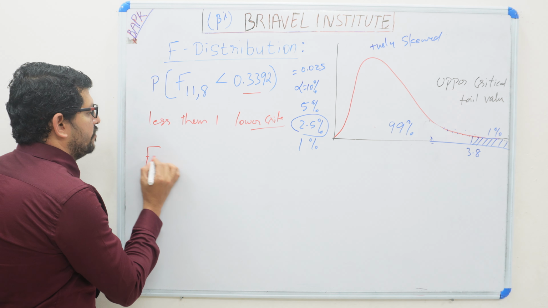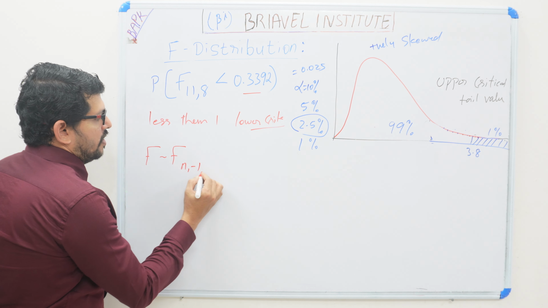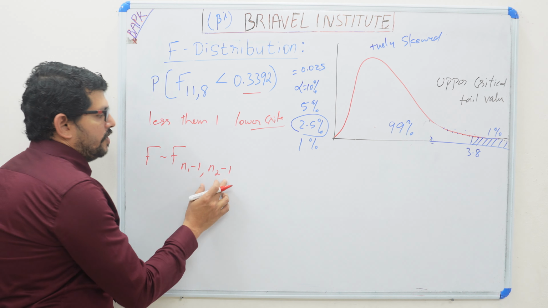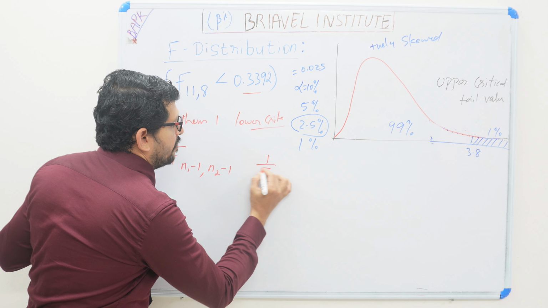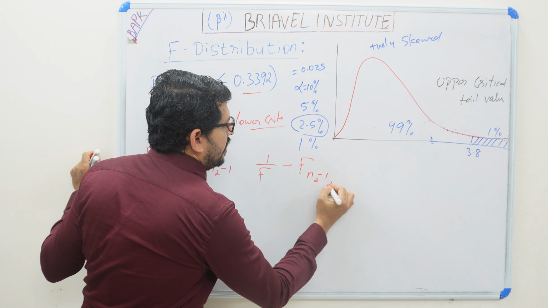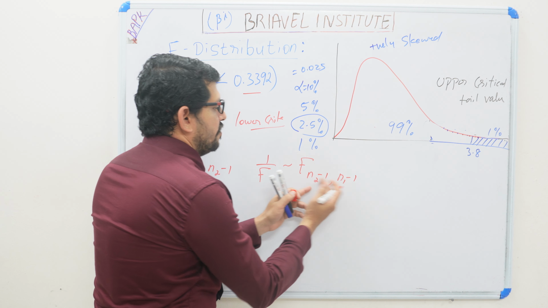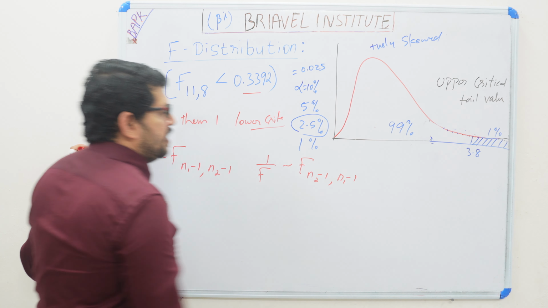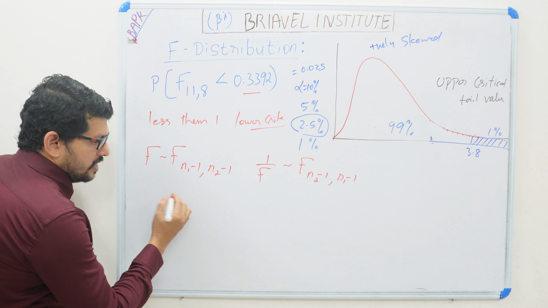So we have a formula. F is approximately F with degrees of freedom n1 minus 1 and n2 minus 1. In the same way, 1 divided by F is approximately equal to F of n2 minus 1 and n1 minus 1. So the degrees of freedom are changed. 1 divided by F is F with n2 minus 1 and n1 minus 1. So this is a general formula.